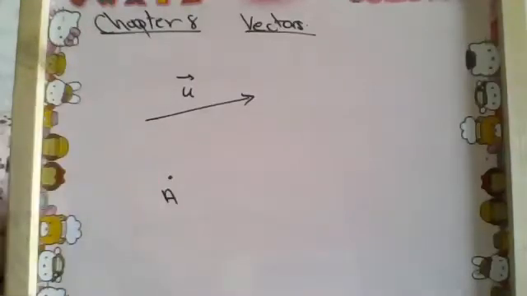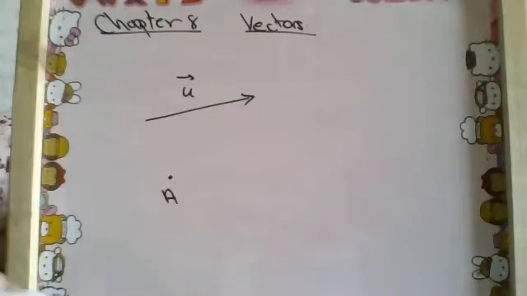What do you mean by equal vectors? What do you mean by two vectors u and v are equal? They have the same direction. What else? Same sense and same magnitude also. Same direction, same sense, and same magnitude.